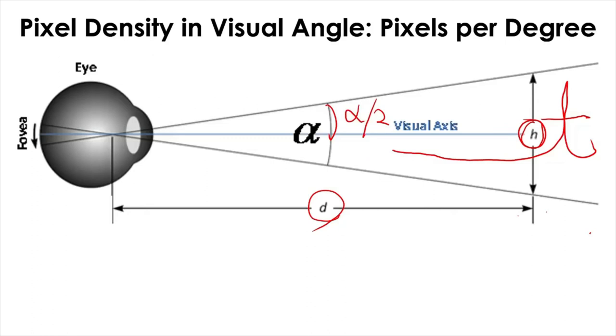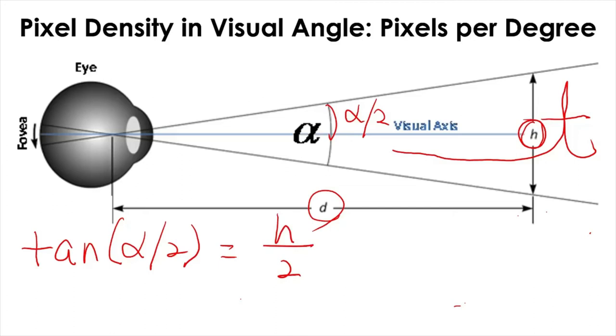So tangent of alpha over 2 is opposite over adjacent. The opposite is half of h, so h over 2, and the adjacent is d. Tangent of alpha over 2 equals h over 2d. Now we rearrange this equation for alpha, because alpha is what we're trying to estimate.